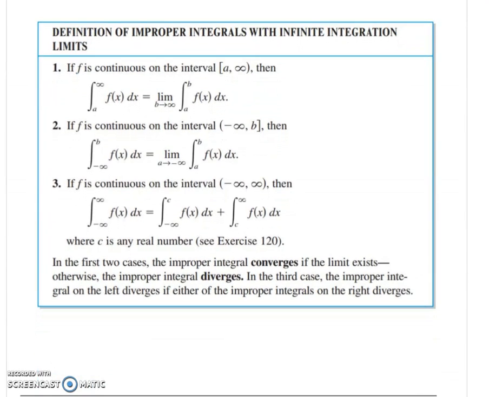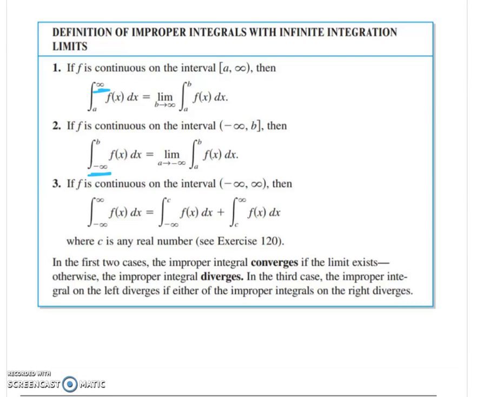So here we have definitions of improper integrals with infinite integration limits. So you have different types of situations that would be considered improper integrals. If either one of the boundaries of your integral is infinity or negative infinity, then that's an improper integral. And so that would be scenario 1 or scenario 2, where you've got an infinity or a negative infinity. And those could be on either end of your integral. Both of those have to be written in terms of a limit.